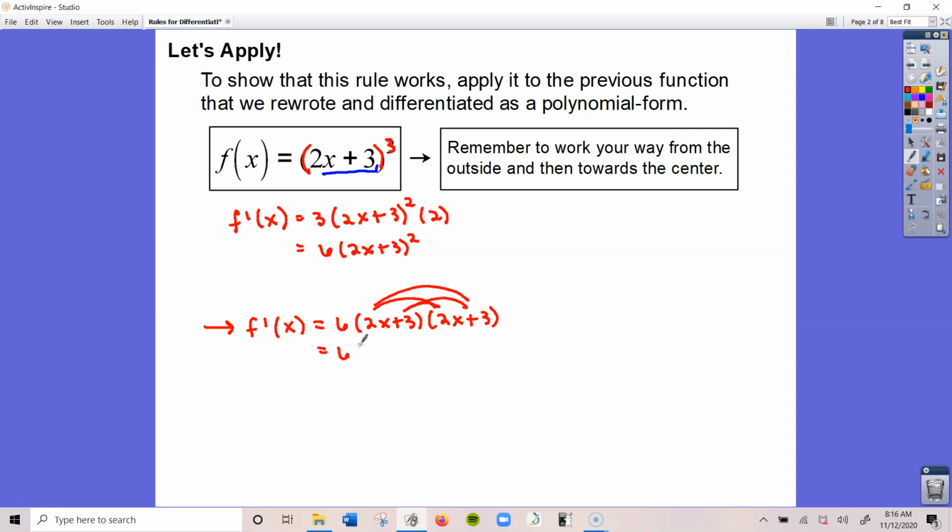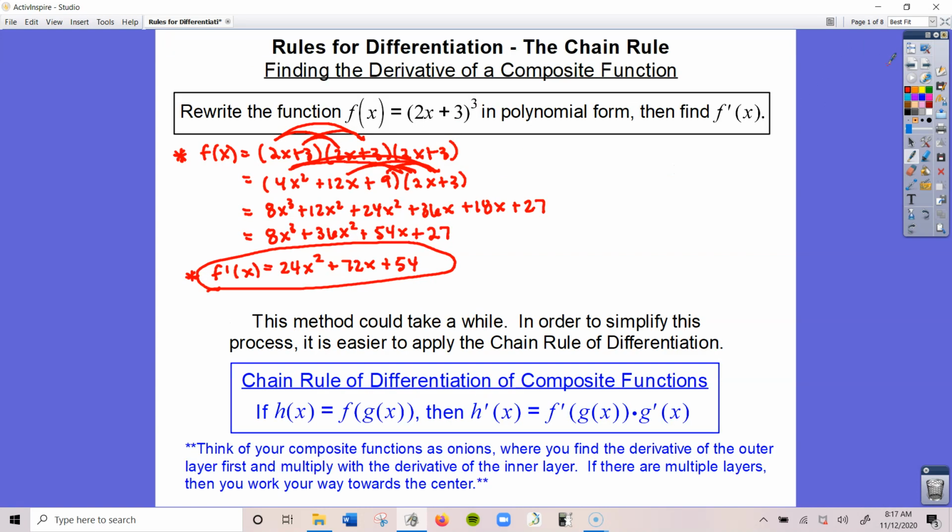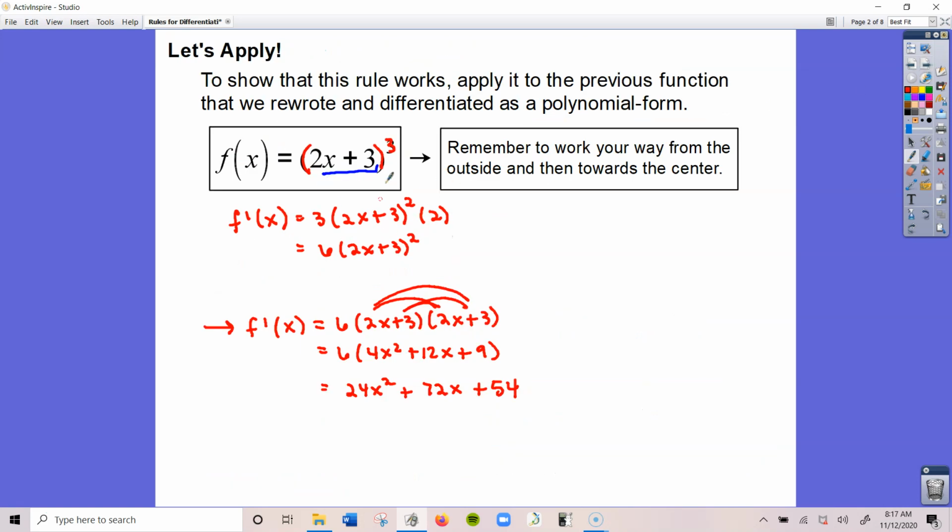And this would give me 6 times 4x squared times 6x times another 6x, which is plus 12x plus 9. And when I distribute the 6, that gives me 24x squared plus 72x plus 54. And if I go back to what we just did, you see that it is the same derivative. And look at the amount of work I had to do before versus after.